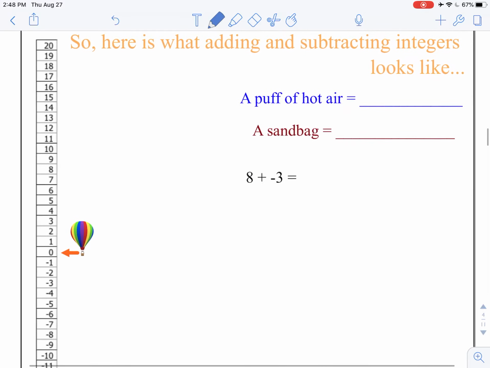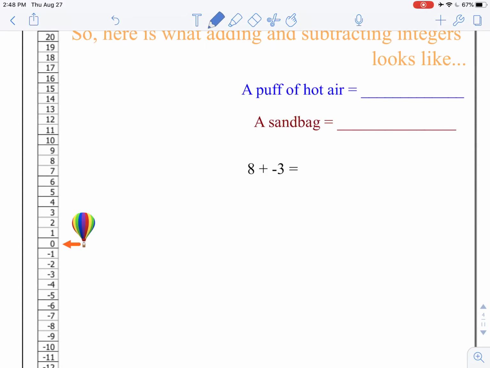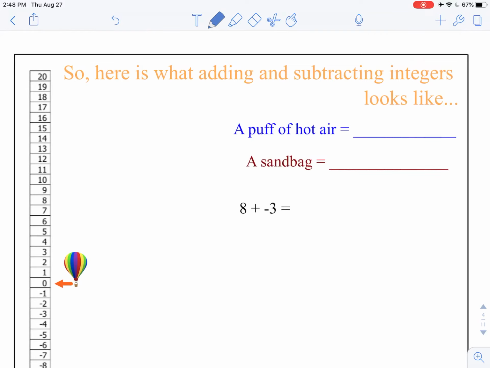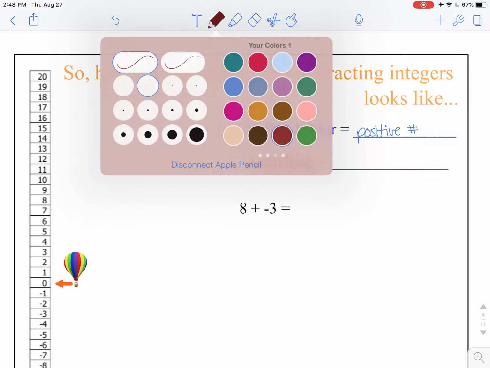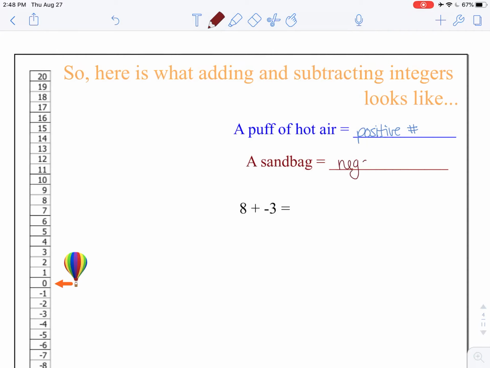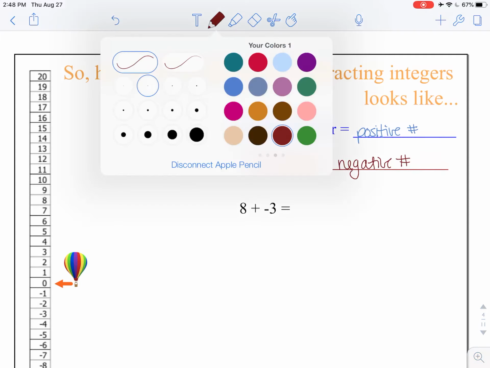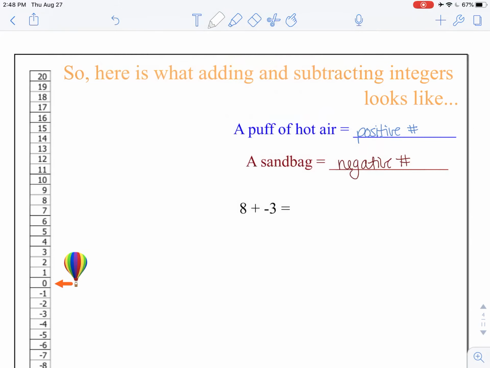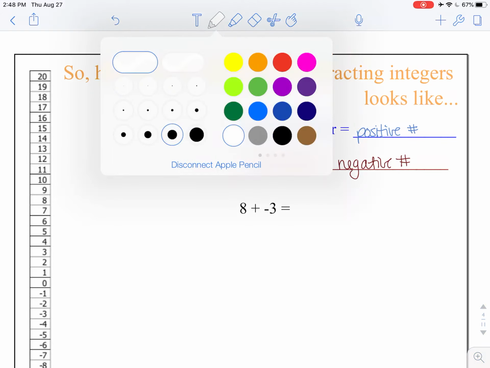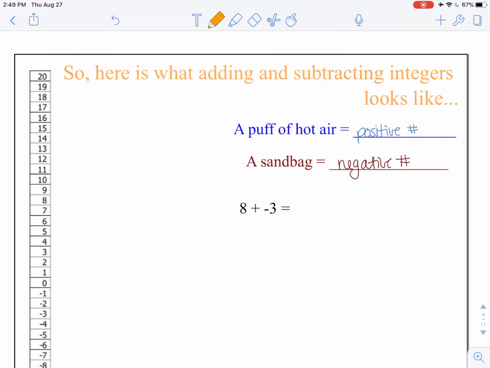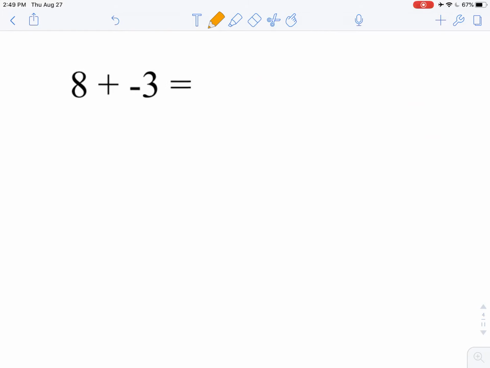So let's look here. A puff of hot air, we said, represents a positive number. So when we have a positive number, that's a puff of hot air. And when we have a sandbag, that's our negative number. So if we see a negative number, we're going to consider it a sandbag. Our first number is where we're going to be starting. So I'm actually going to erase this air balloon because it's not where I want it right now. And we're going to look at this expression right here.